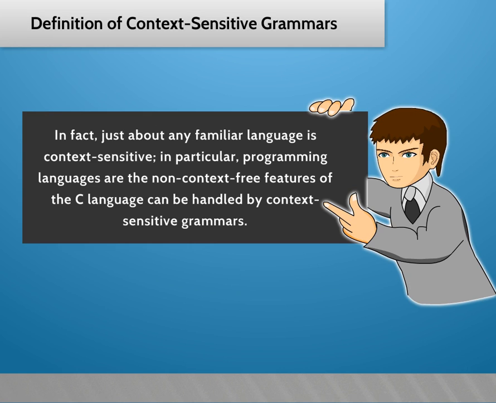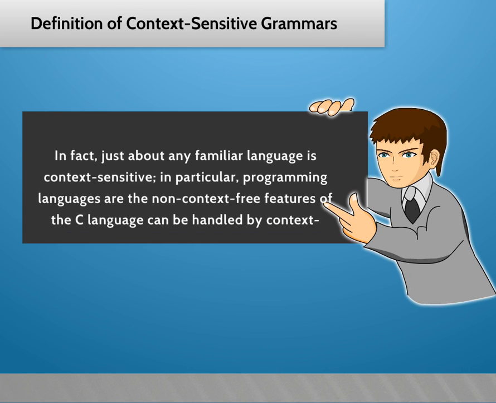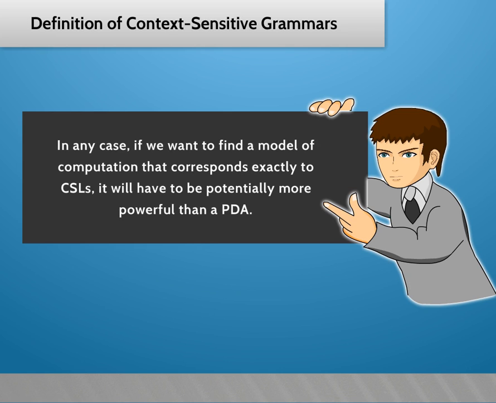In fact, just about any familiar language is context-sensitive. In particular, programming languages are; the non-context-free features of the C language can be handled by context-sensitive grammars. In any case, if we want to find a model of computation that corresponds exactly to CSLs, it will have to be potentially more powerful than a PDA.